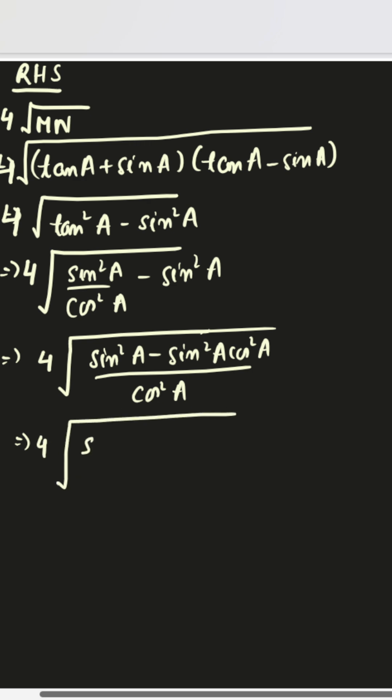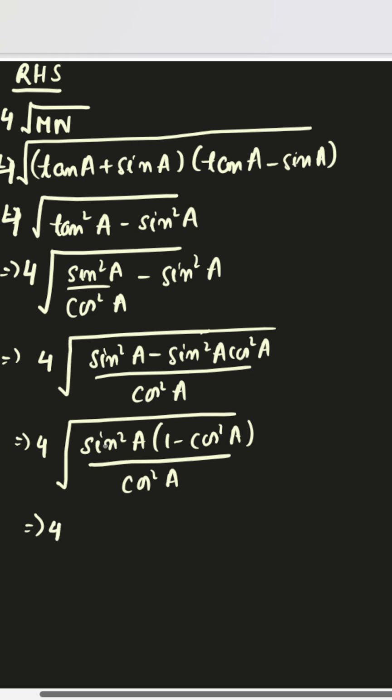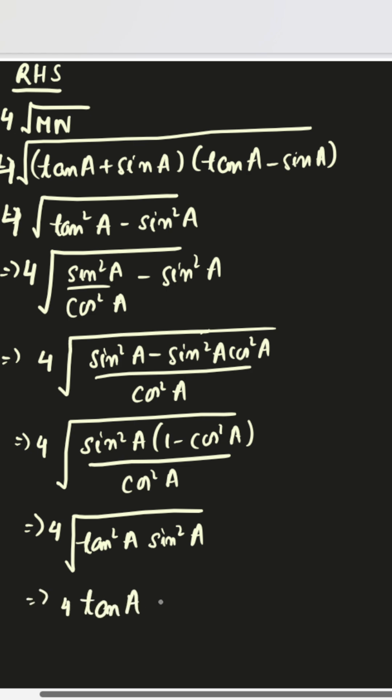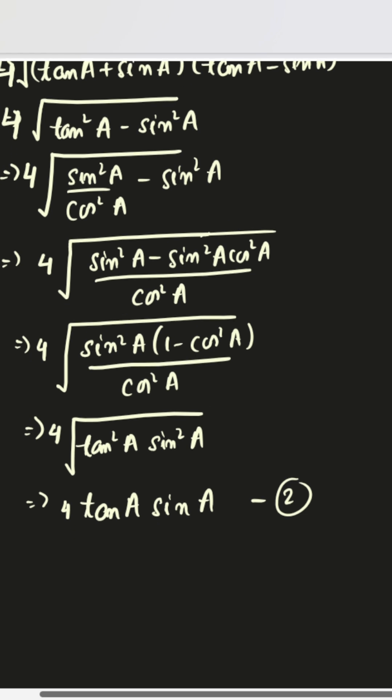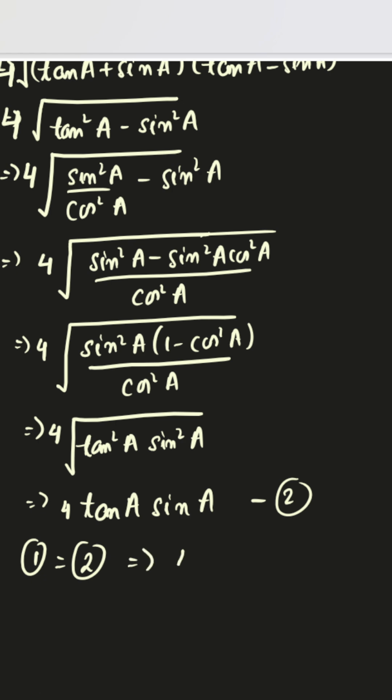Now if I take sin square A common here, I'll get 1 minus cos square A inside, again upon cos square A. Sin square A upon cos square A is tan square A, and 1 minus cos square A, as we know, is sin square A. When I remove the root, I'll get 4 times tan A sin A. If you observe this, since the LHS value is equal to the RHS value, this implies LHS is equal to RHS.